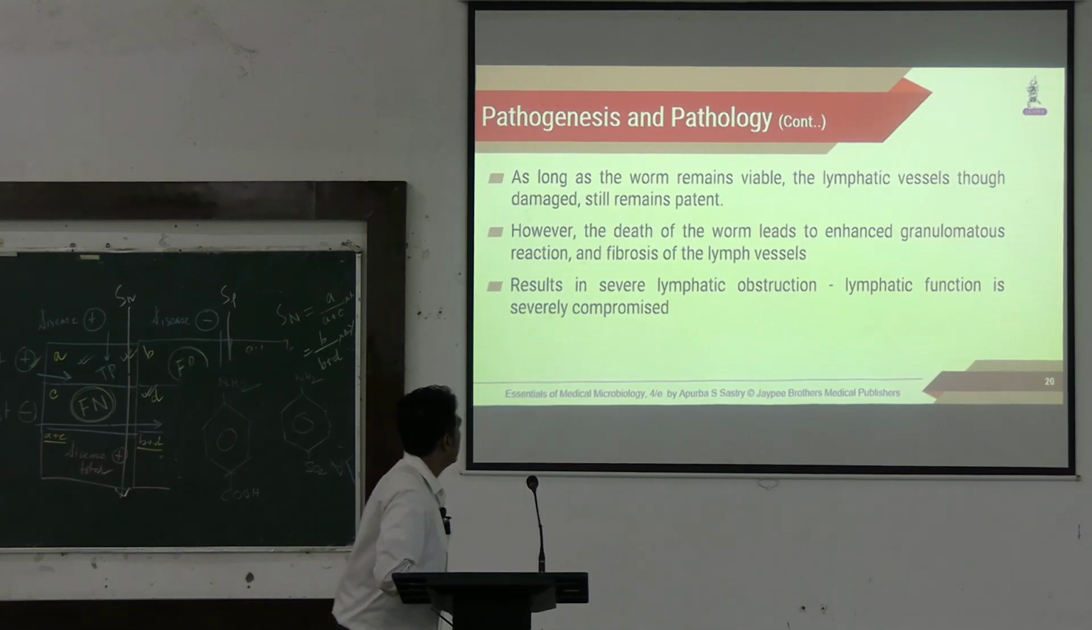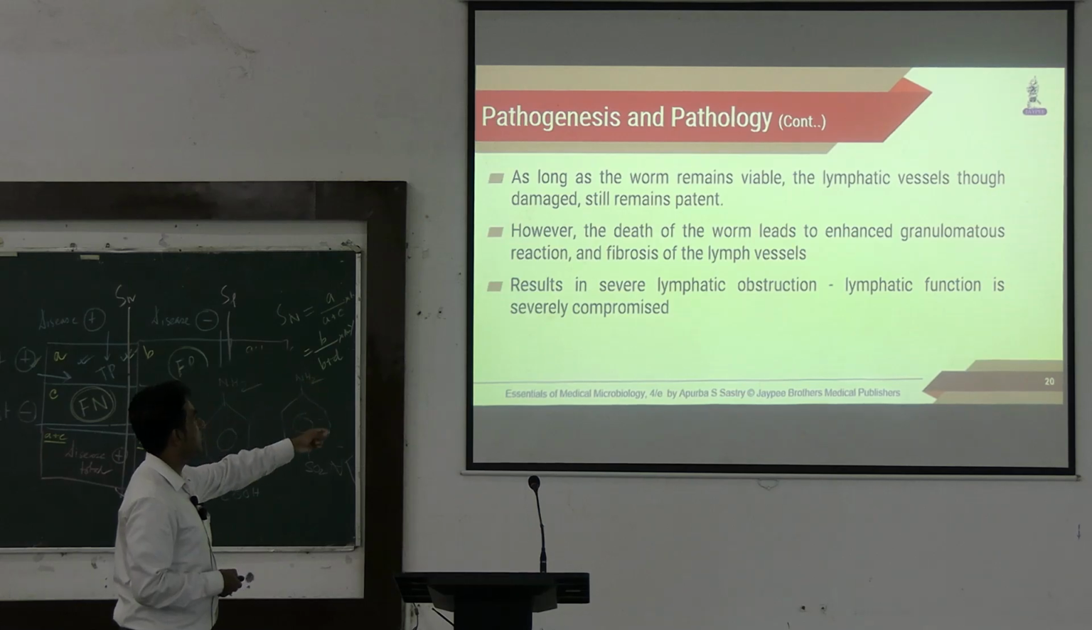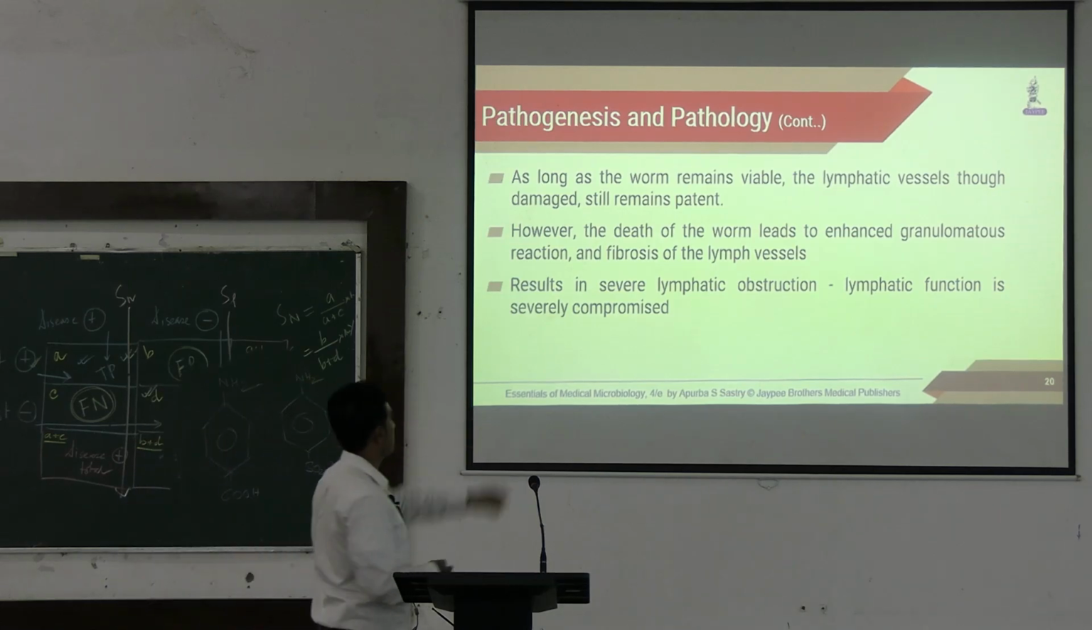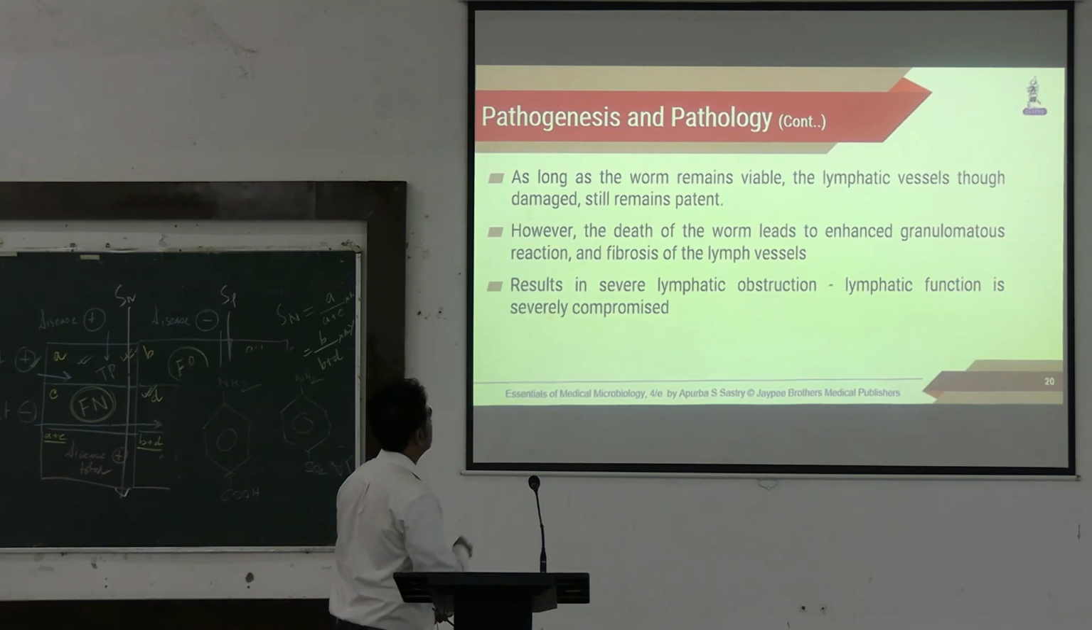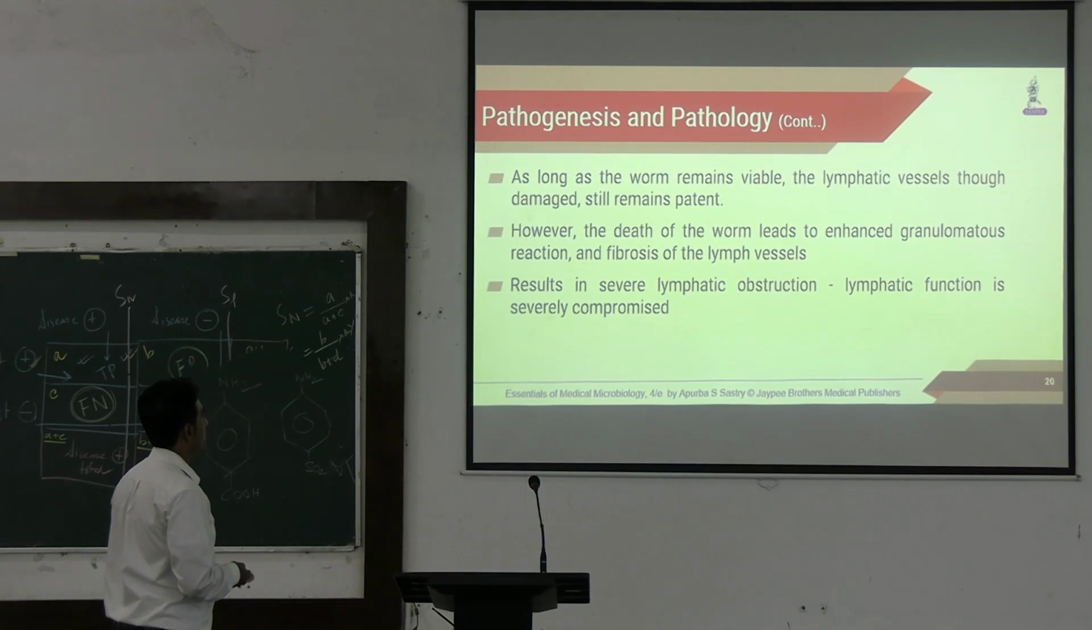And finally, due to granulomatous reaction, fibrosis of the lymph vessels takes place. প্রথমে তাহলে ডাইলিটেশন হচ্ছে, তারপর ডেড অ্যাডাল্ট ফর্মস এর জন্য রিঅ্যাকশন হয়, গ্রানুলোমাটাস রিঅ্যাকশন হচ্ছে, and fibrosis of the lymph vessels হচ্ছে. Then it is causing lymphatic obstruction. Lymphatic function is severely compromised.